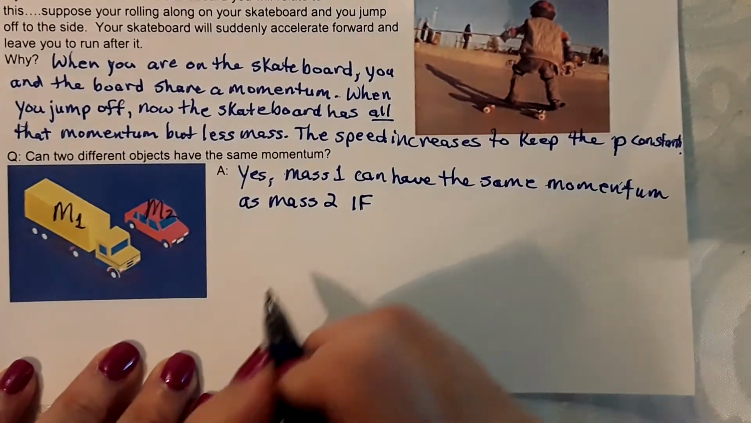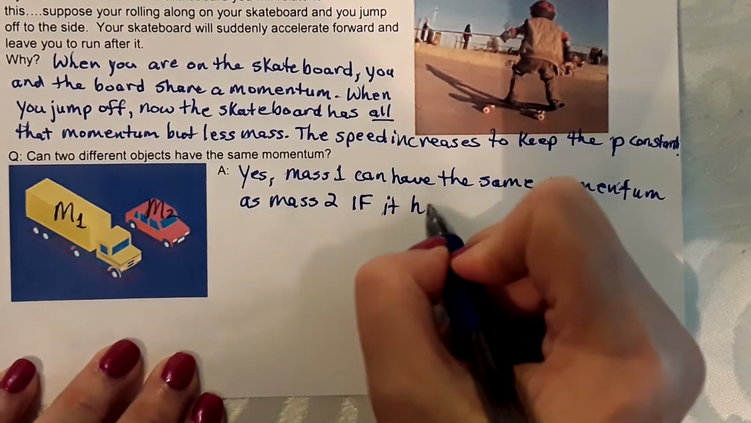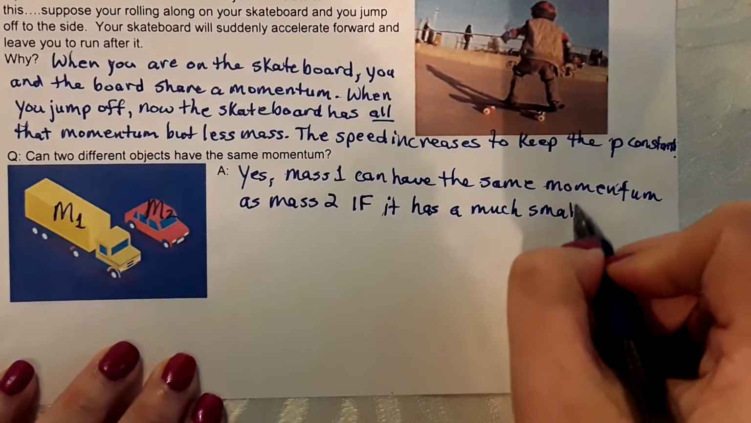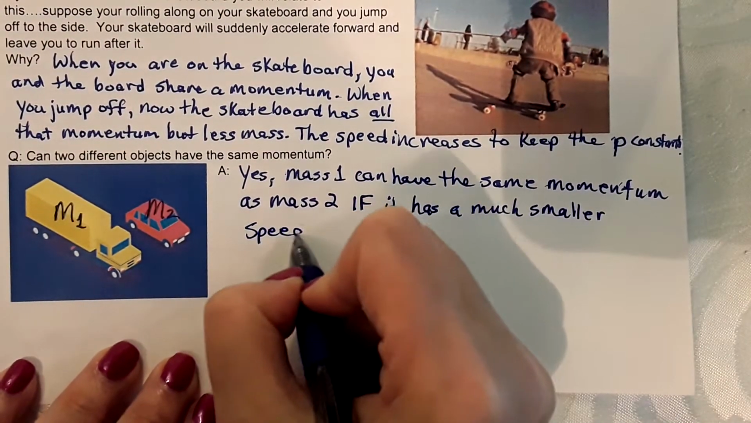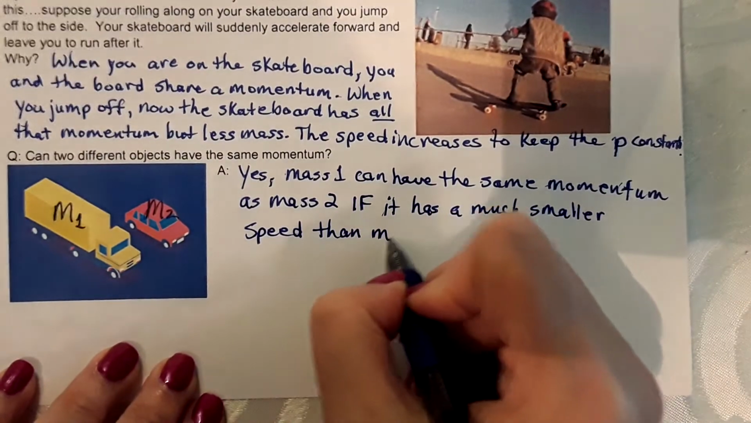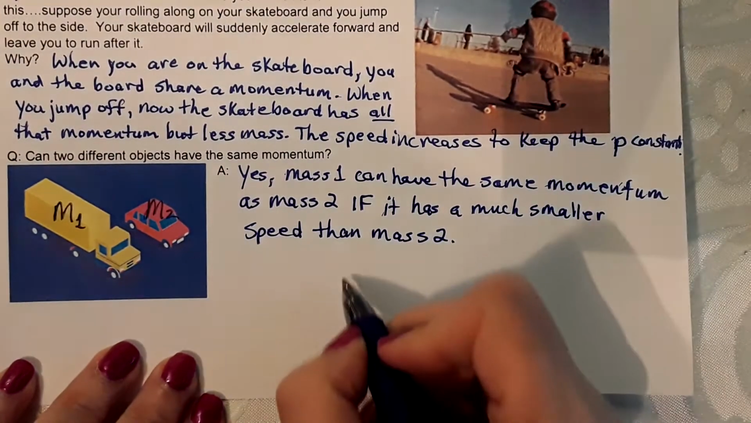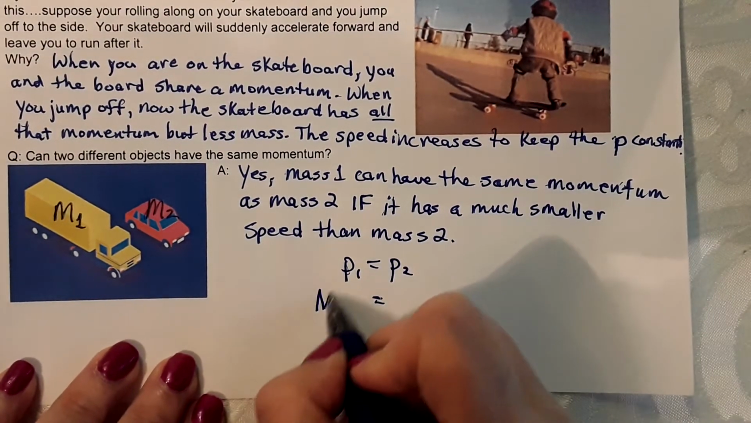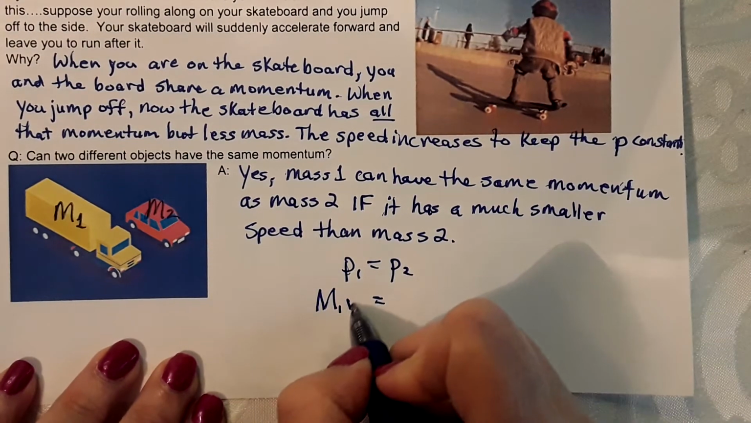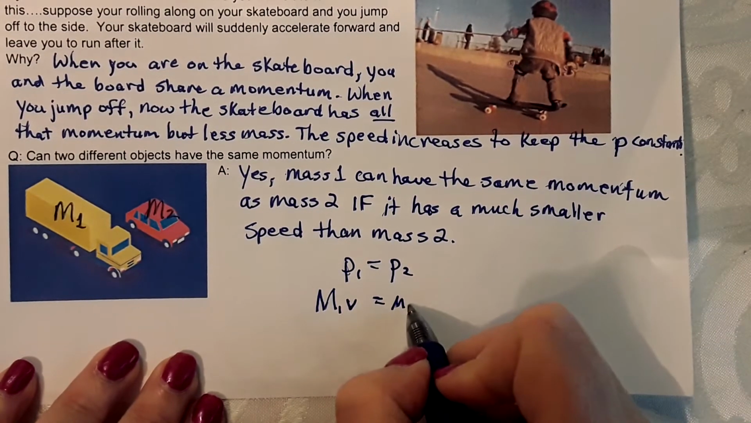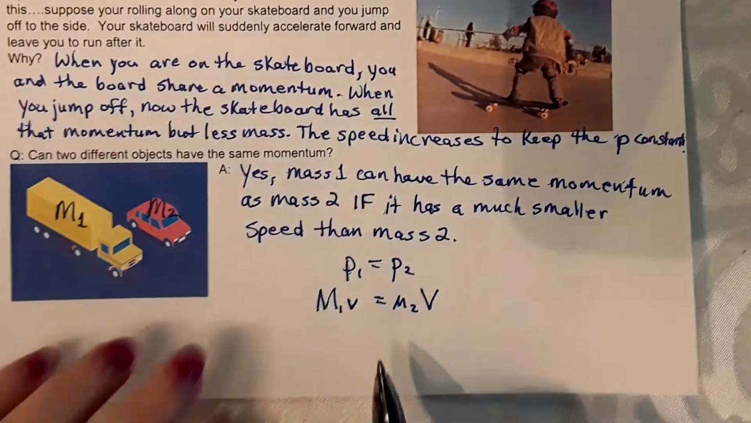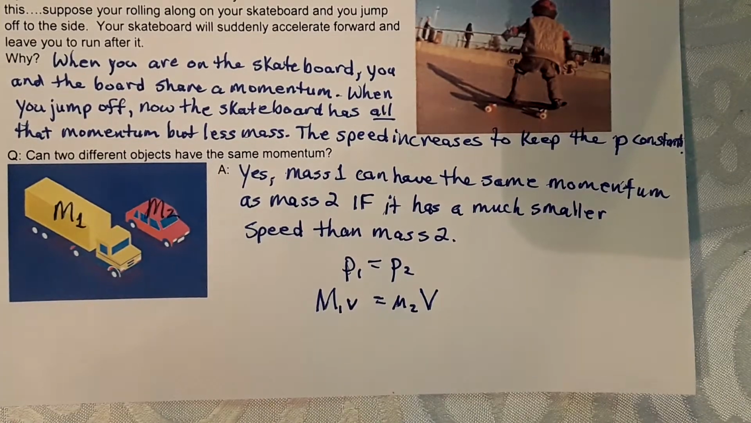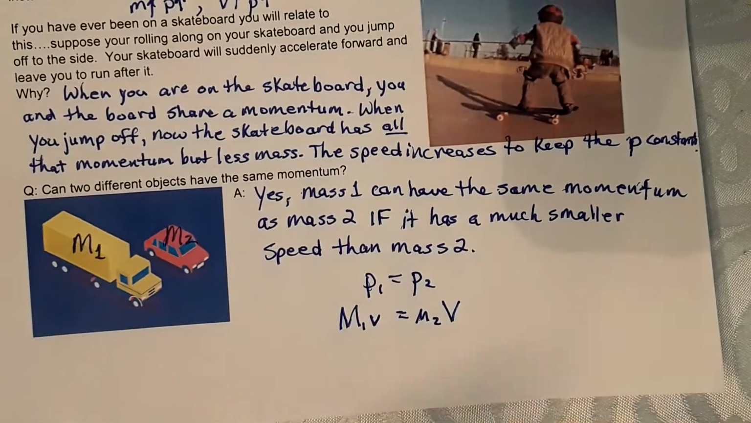if, there's always an if, right? If it has a much smaller speed than mass 2. So in other words, to have the same momentum, the bigger mass must have a smaller speed, and the smaller mass must have a bigger speed so that the two momenta are the same. So yes, they can. Okay? All right, that's it for now.